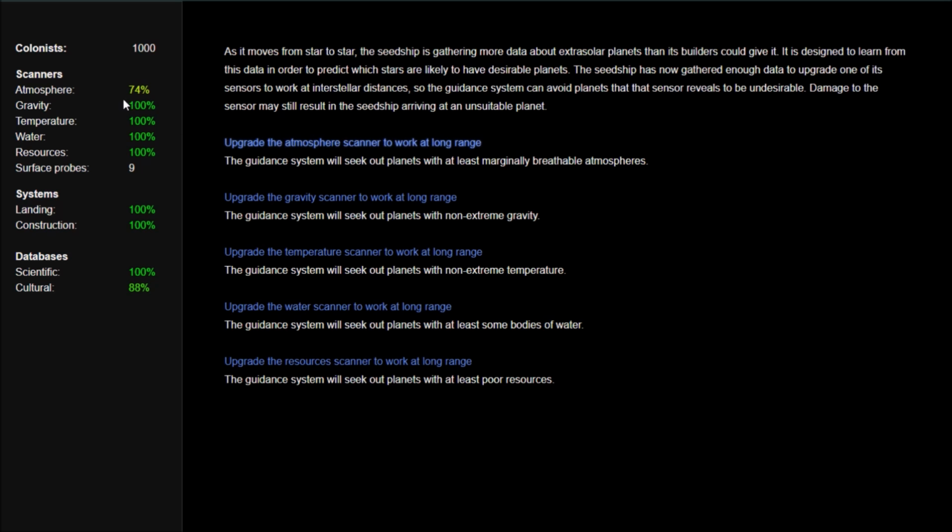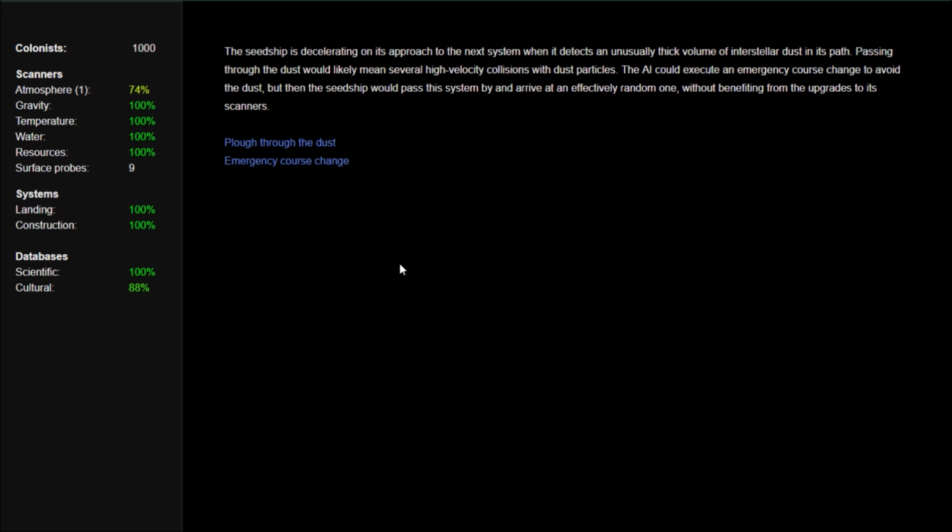I think atmosphere, because that's one that's already broken. Let's upgrade it. Okay, so it's a little wonky, but it's upgraded wonky. Seedship is decelerating on its approach to the next system when it detects an unusually thick volume of interstellar dust in its path. Passing through the dust would likely mean several high-velocity collisions with dust particles. It could execute an emergency course change to avoid the dust, but the Seedship would pass through this system and arrive in an effectively random one without benefiting from the upgrades to its scanners.